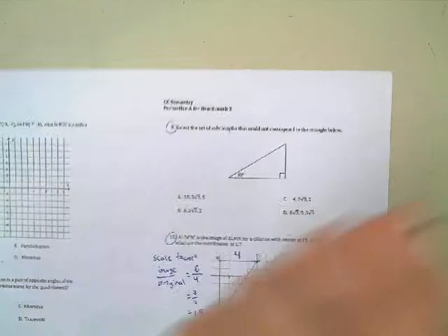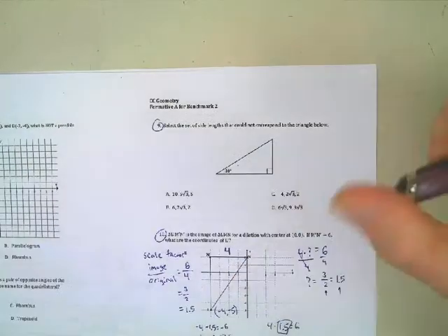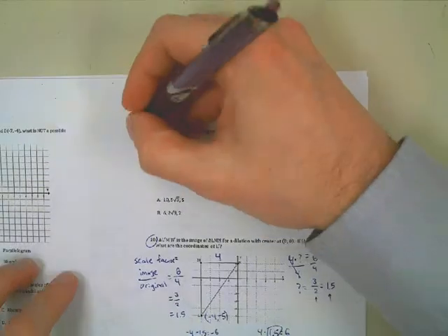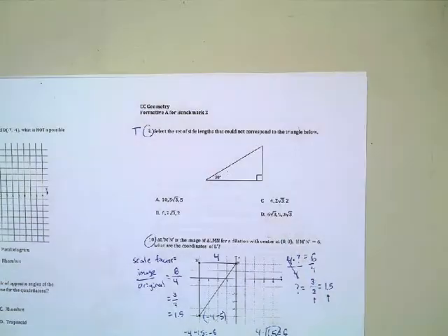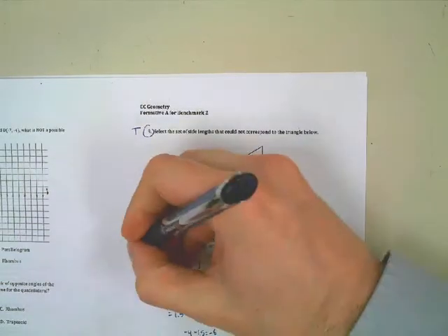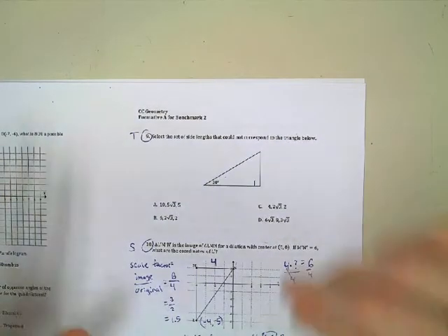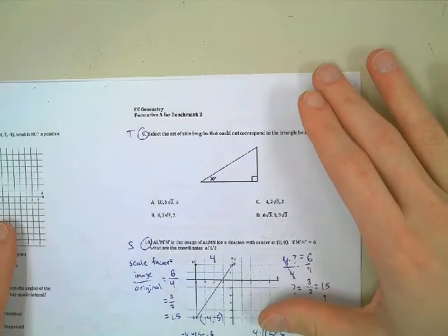All right, let's scoot on then to number 9. Number 9. Okay. So again, number 9 is a trig. 10 was a similarity one.